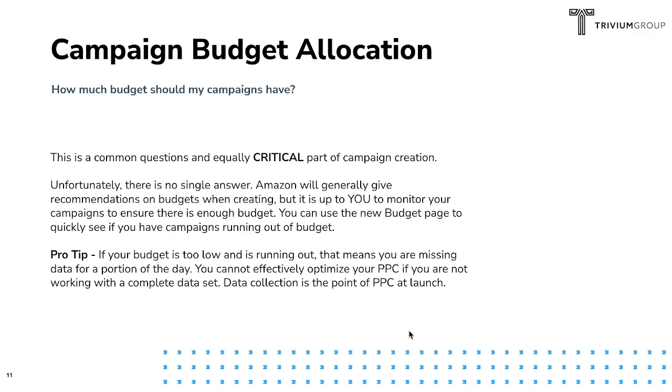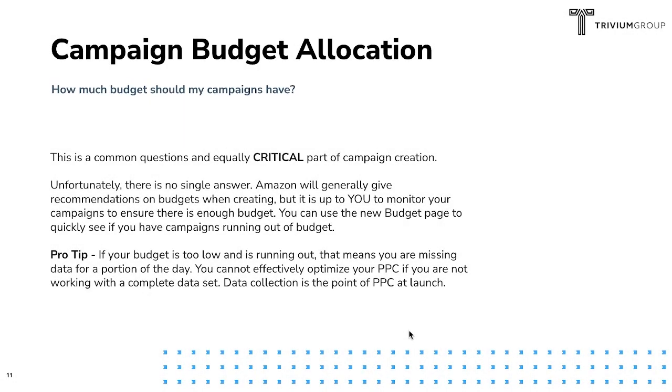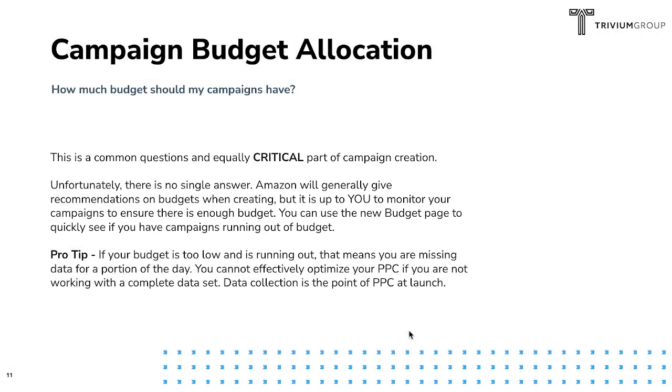So campaign budget allocation. Now, this is a pretty common question. People ask me a lot, how much budget should I have per campaign? And I set $100 at the beginning of this, and that is typically a recommendation that you get from Amazon, but there's no perfect answer as far as setting up your budgets. You can set it up and then just monitor it. The whole point of it is actually checking to make sure that the budget you set is going to be effective for your campaigns. You can even use the new budget page to quickly see if you have campaigns running out of budget. And I did a video on that recently about how to use the budget page and how to use budget rules.